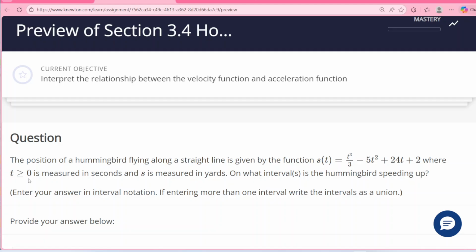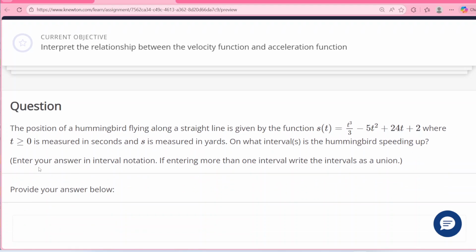Where t is non-negative, right? So no negative time is being discussed here. And time is measured in seconds. And S, right, the position is in yards. So on what interval or intervals is the hummingbird speeding up? And we're asked to enter our answer in interval notation.